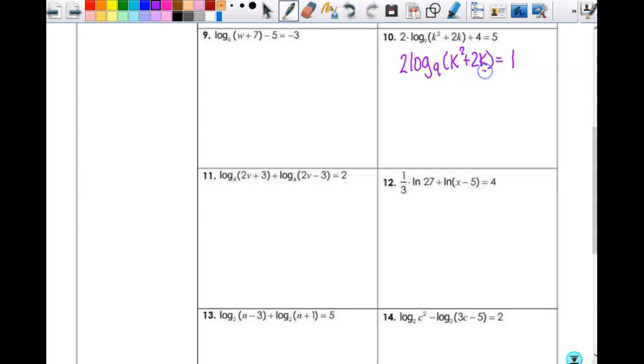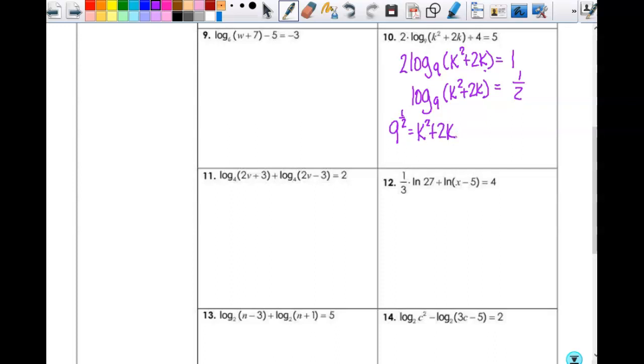Instead of squaring this, can't I just divide both sides by 2? Yes. So I get log base 9 of k squared plus 2k, and those parentheses are very important, equals 1/2. That's way better than squaring that binomial, right? And now I can rewrite it as an exponential, so I get 9 to the 1/2 power equals k squared plus 2k.